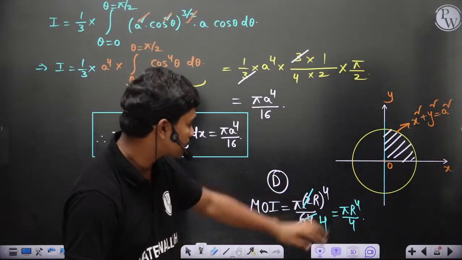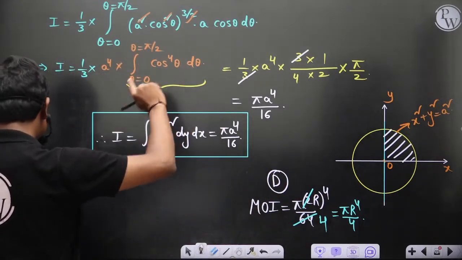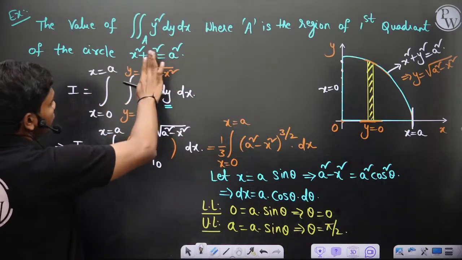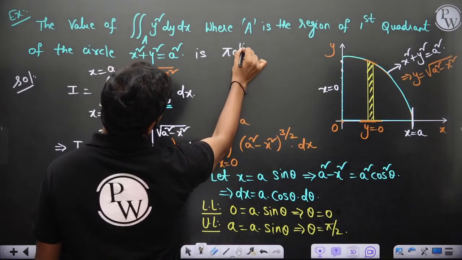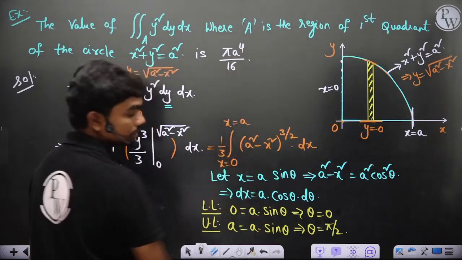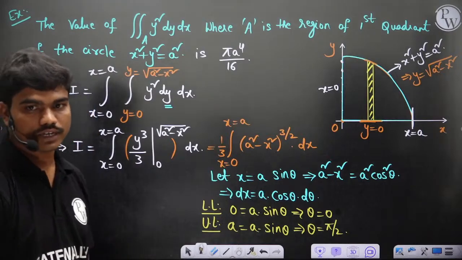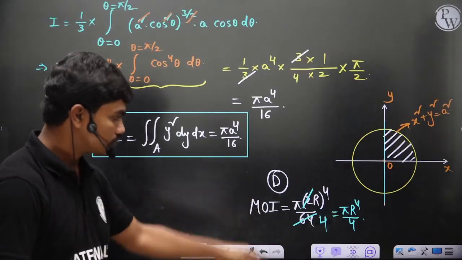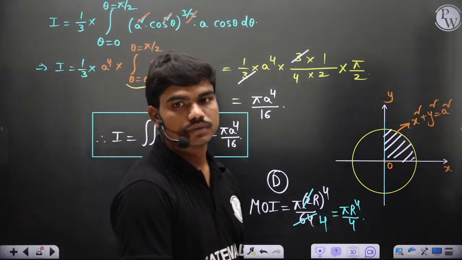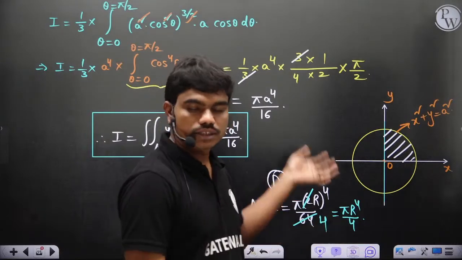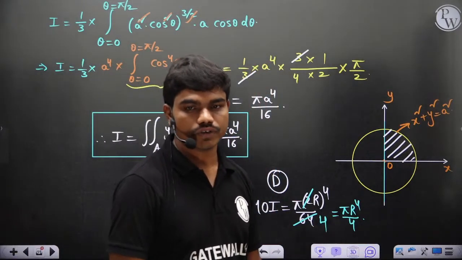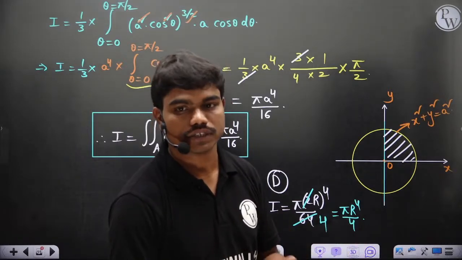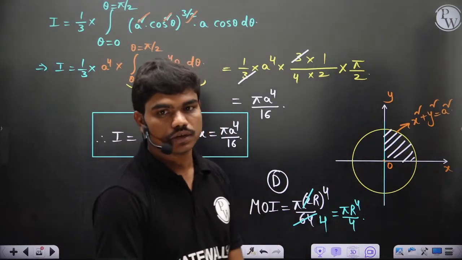If you have known this technique, without doing the complete integration and substitutions, I would have told this value is pi a power 4 by 16 directly. People who don't know this can follow the classical procedure for integration and get the answer. But if you know this kind of application, it's very beneficial.